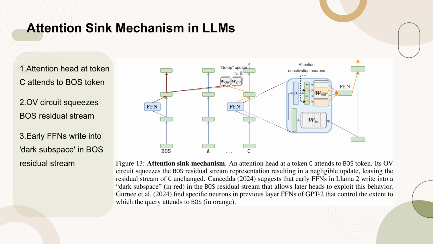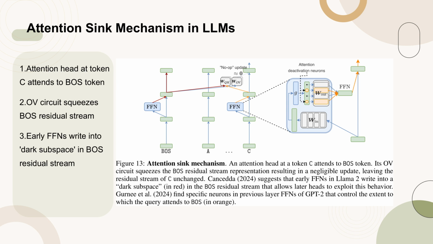Figure 13 illustrates the attention sink mechanism in large language models. An attention head at a specific token, C, is shown to attend to the beginning of sequence, BOS, token. The OV, output value, circuit of this head compresses the BOS residual stream representation, resulting in a minimal update that leaves the residual stream of C largely unchanged. This mechanism is crucial for maintaining the integrity of the residual stream.